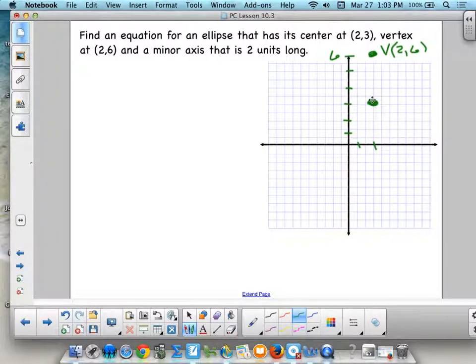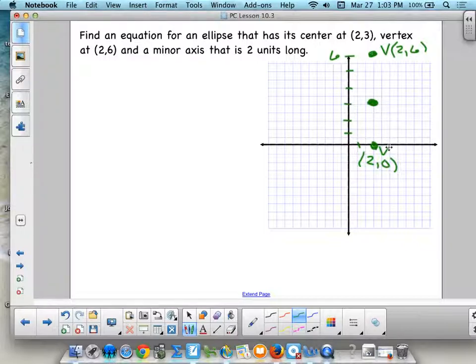Do you guys know where the other vertex is? It's 3 down from the center. That'd be 2, 0. So you got vertex, vertex. What kind of major axis is this? Vertical. Your a squared will go under the y squared.